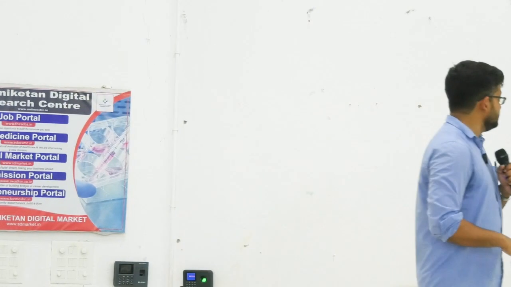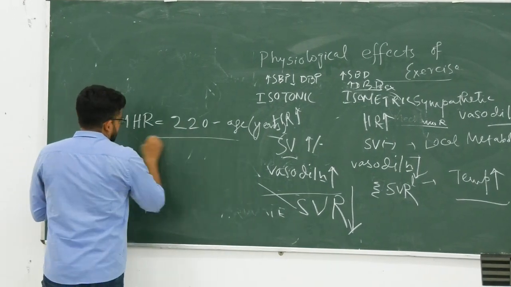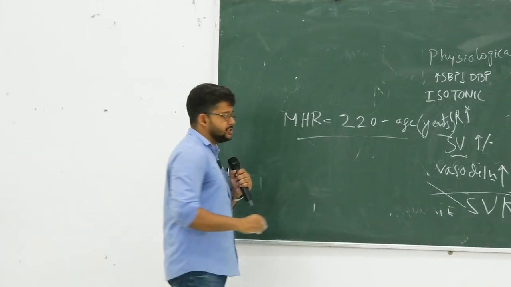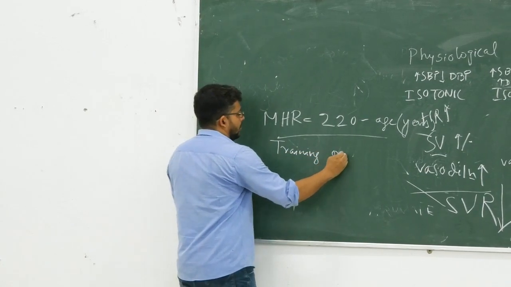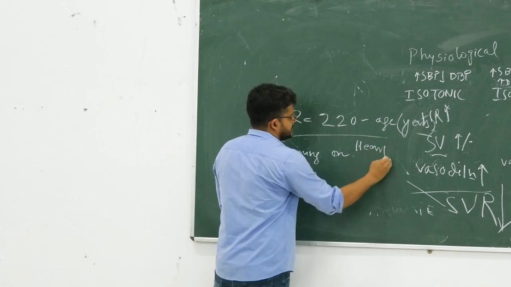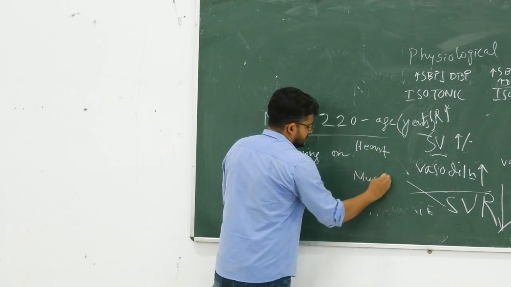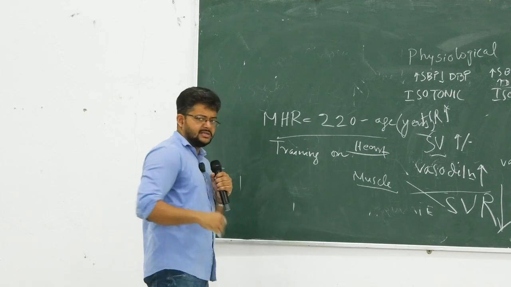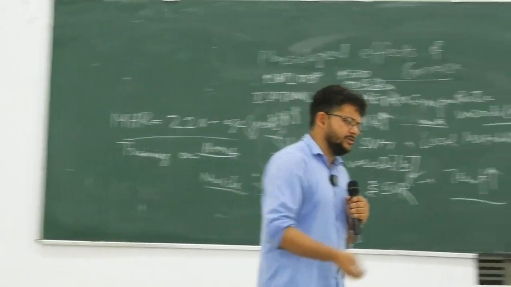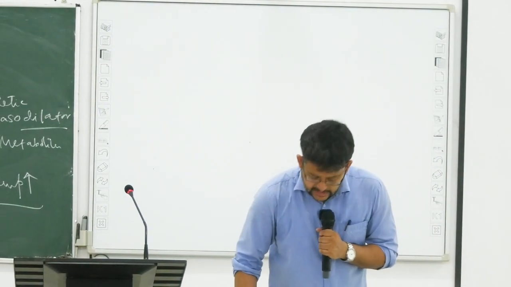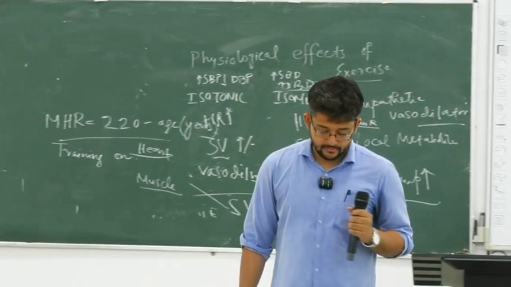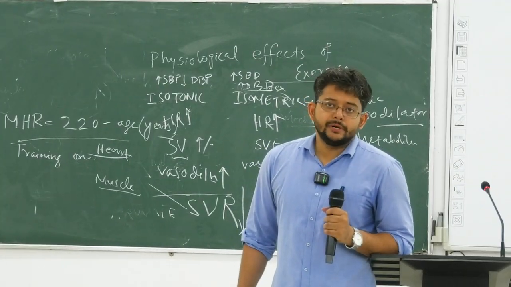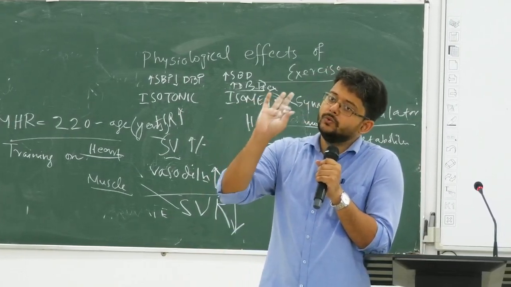Okay, so coming to this one, what is the effect of training on the body? If one trains for a long time, a few years, there will be certain changes in muscle and certain changes in heart. What will change in muscle? Hypertrophy. Muscle mass will increase.